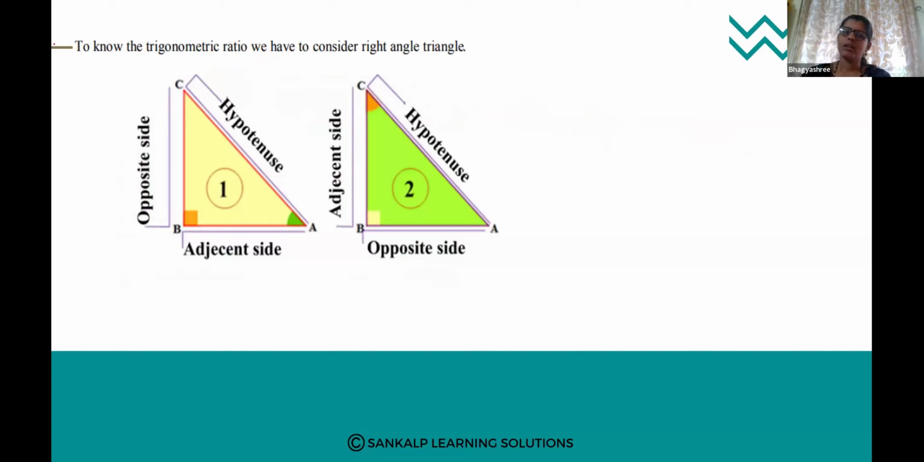Next one. To know the trigonometric ratio, we have to consider right angle triangle.